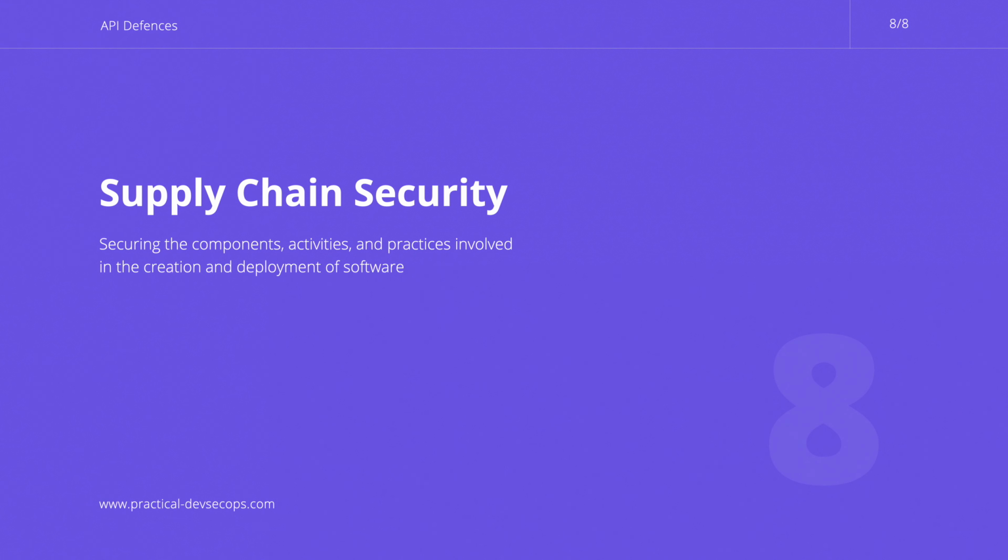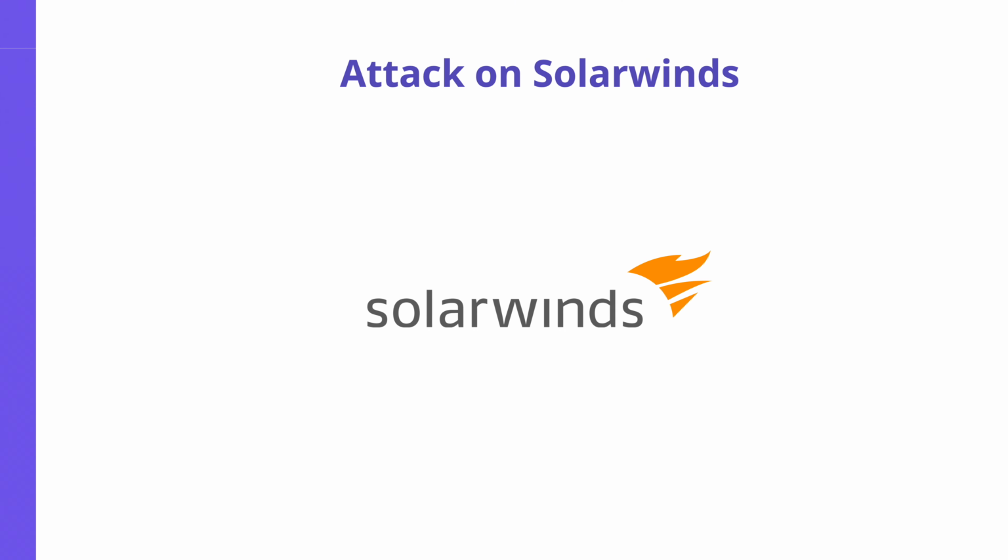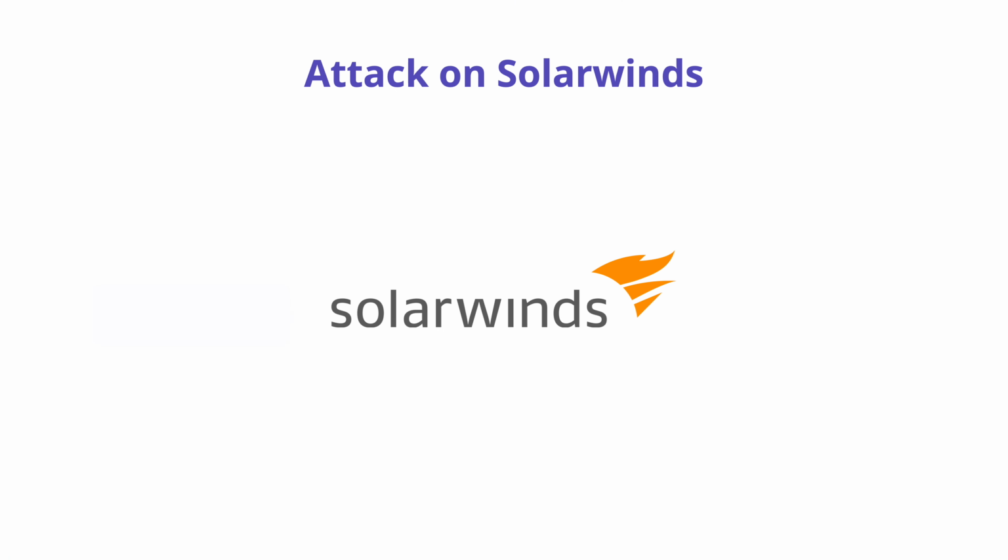Supply chain security is about securing the components, activities, and practices involved in the creation and deployment of software. Supply chain security got people's attention after the attack on SolarWinds Software, a company that provides systems management tools for IT professionals.